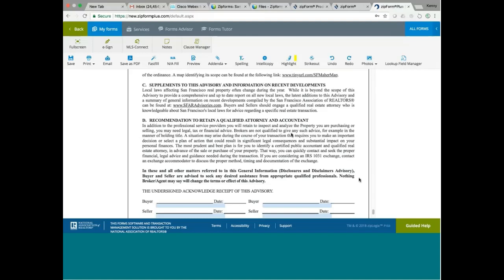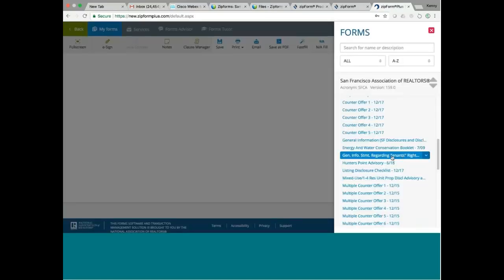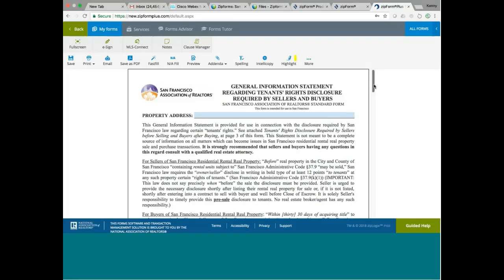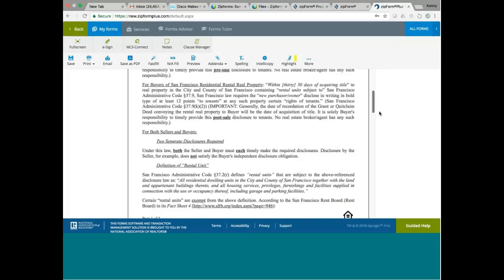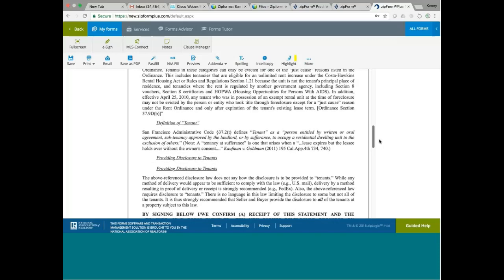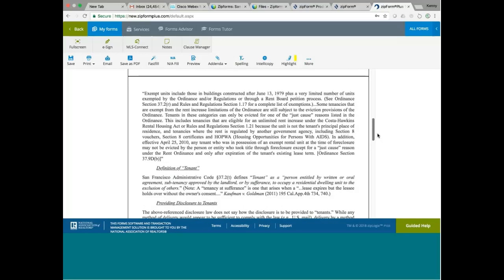www.SFAR-advisories. All right? Now here, I want to talk to you about the general information statement regarding tenants' rights, because that's also part of the advisory. I think it's worth talking about since we have a little bit of time. I'm always fascinated by the definition of tenant in San Francisco. They have a different definition of tenant than what you and I commonly know tenant to be. Okay? So read the definition.